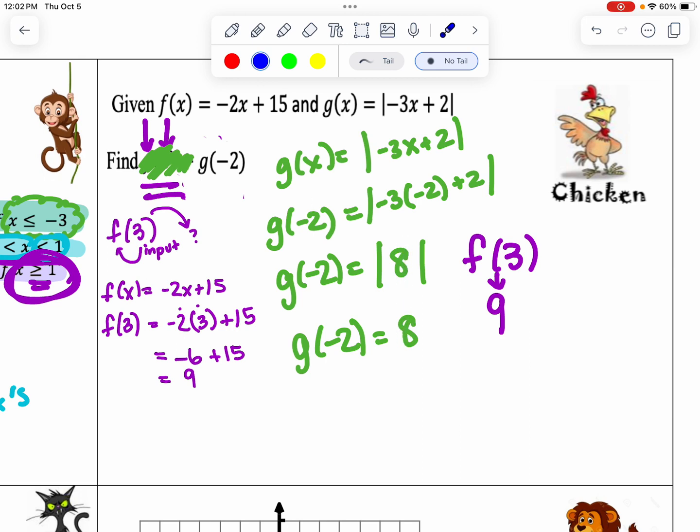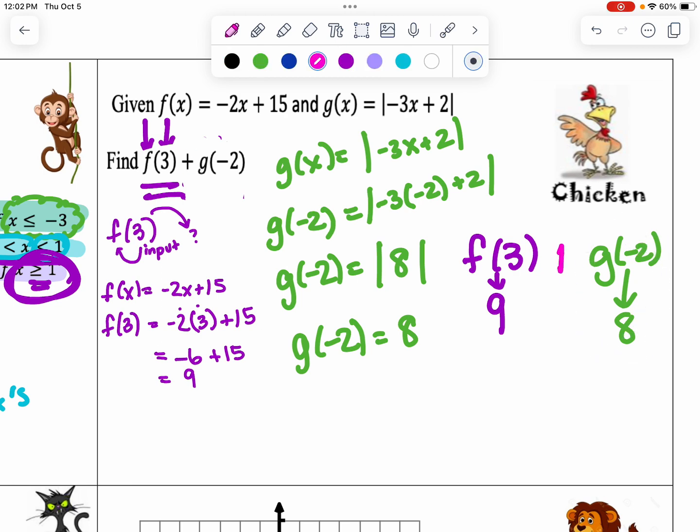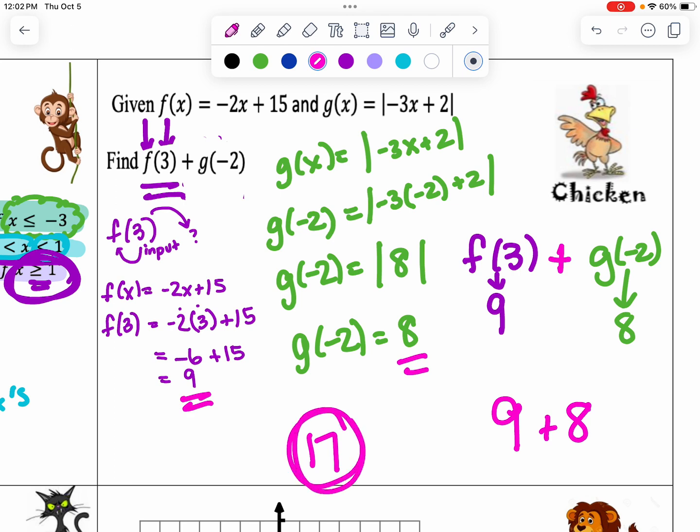So what I know about that then is that when I put negative 2 into machine g, an 8 came out. And then you would think that we're all done, except no, there's more to do. So if you look back at the original problem, it said find f of 3, check, we did that. Find g of negative 2, great, we did that. And then put a plus sign between the two. So we're just taking the two numbers that we got and then adding them together. So our final answer here is 17.